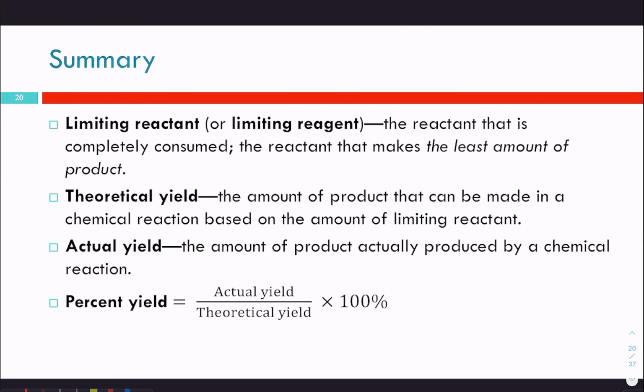So to summarize though, the limiting reactant is a reactant that is completely consumed. So you use it all up. It's also the reactant that makes the least amount of product. The theoretical yield is the amount of product that can be made with the limiting reactant. Your actual yield then is the amount of product that you actually make. And it can only be determined by actually doing the experiment, because otherwise you don't know. As far as you know, in theory, you should get 100%. And then percent yield is calculated as the actual yield divided by the theoretical yield.